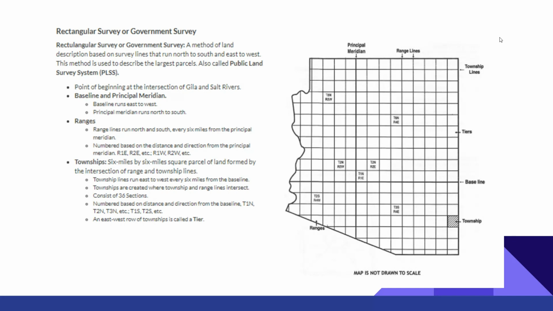Contains 36 sections, numbered based on distance and direction from the baseline. T1N, T2N, T3N, and T1S, T2S. An east-west row of townships is called a tier. And this is just a map showing township lines, tiers, baseline, townships, ranges, and principal meridian.